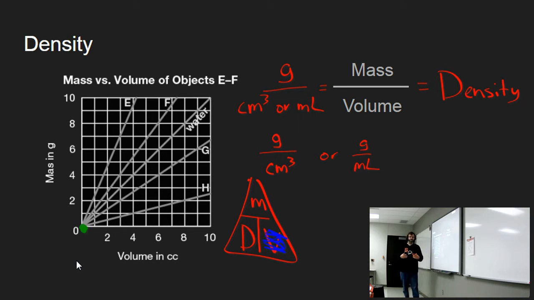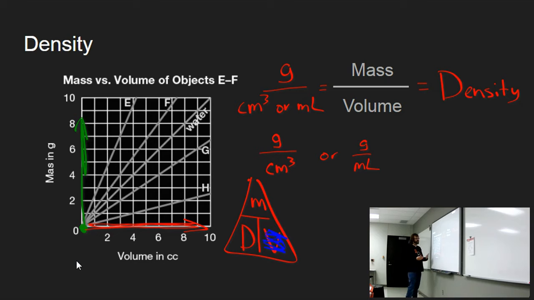Our rise over our run is how we find slope. A rise is the change in vertical components over the change in horizontal components. And my vertical component in this case, the y-axis, is mass. So it's our change in mass over our change in volume. And change in mass over change in volume is the exact equation for density. So what the slope represents when we have a graph of mass and volume is our density.